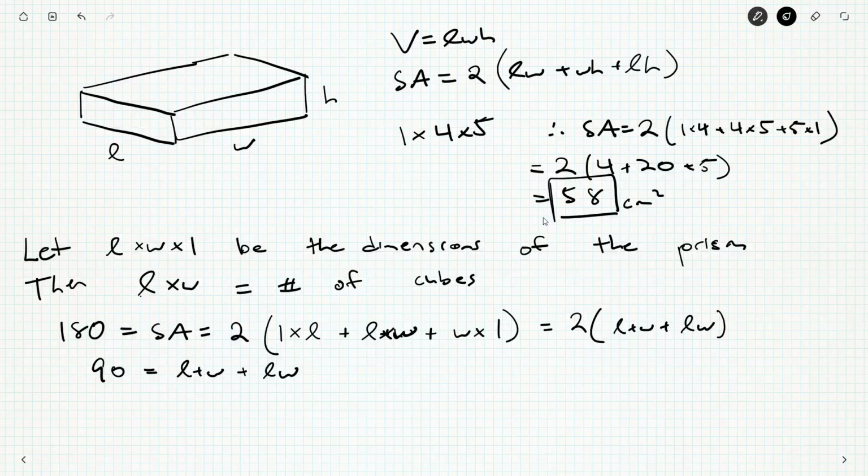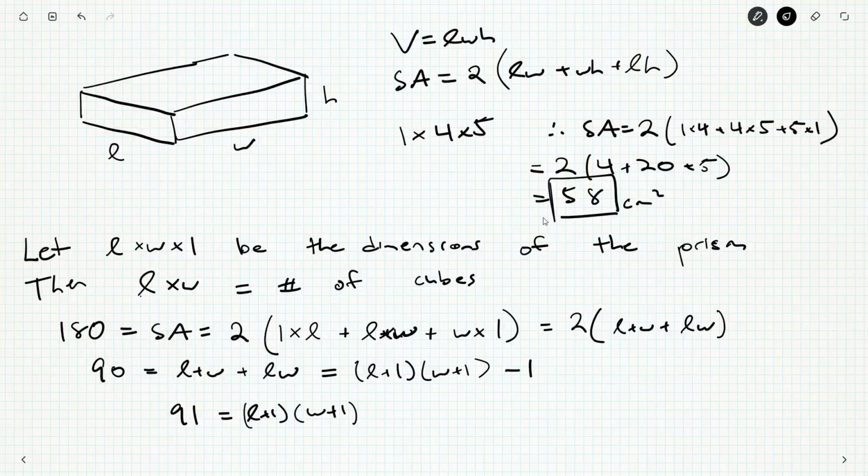Well, this looks awfully similar to length plus 1 times width plus 1. Right? Because that's length times width plus width plus 1, minus 1. So 91 is length plus 1 times width plus 1. Now, that means that since L and W are positive integers, L plus 1 and W plus 1 are going to have to be factors of 91 here.